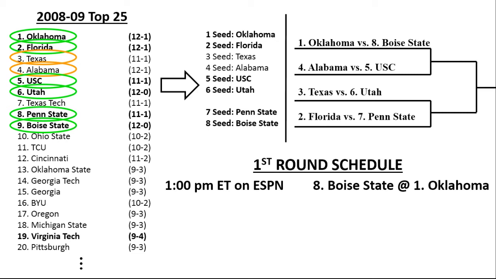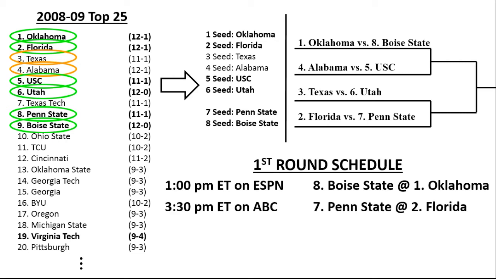The 2 versus 7 game is at 3:30 on ABC. Florida won the SEC, and they're the higher seed, so they get to host Penn State. The 3 versus 6 game is at 6 o'clock on ESPN. Texas is the higher seed, but they did not win the Big 12. Oklahoma did. So Utah, the Mountain West champions, get to host Texas in Salt Lake City.